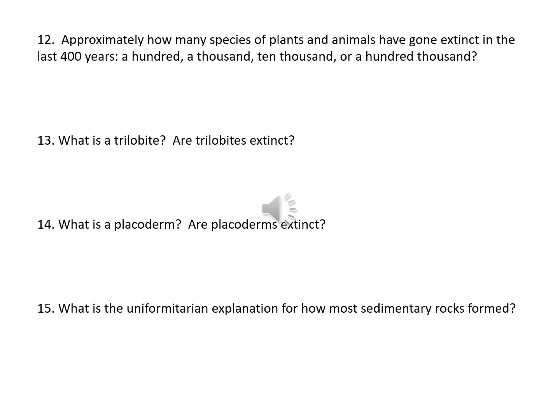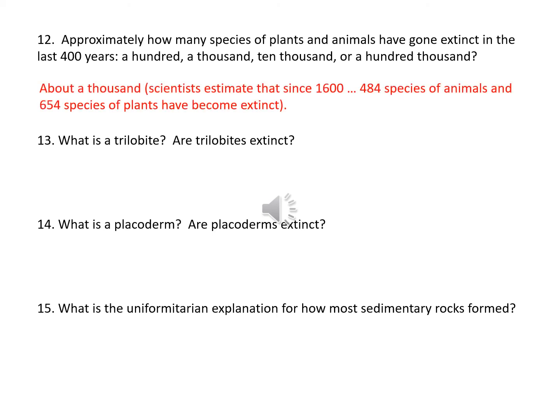Number 12. Approximately how many species of plants and animals have gone extinct in the last 400 years? Would that be 100, 1,000, 10,000, or 100,000? According to scientists who actually study extinction, about 1,000 species have become extinct over the last 400 years. 484 of those species were animals, and 654 of those species were plants.